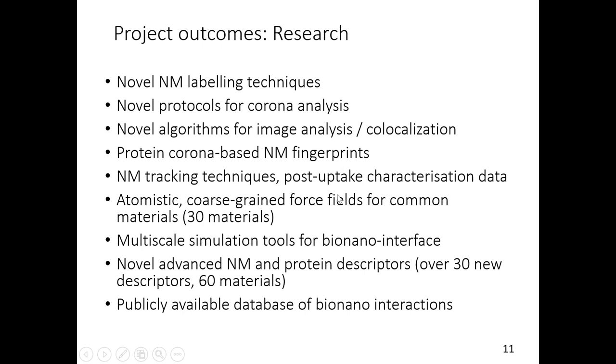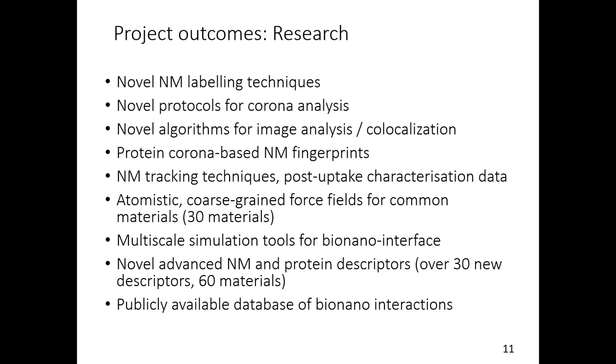Algorithms for image analysis and colocalization of nanoparticles and biomolecules like lipids, also the fluorescent dyes. Fingerprints for corona-based nanomaterials. Fingerprints for nanomaterials based on analysis of protein coronas. So we should be able to say what kind of proteins, what kind of biomolecules stick better to each particular nanomaterial. And by that, we characterize the nanomaterial surfaces and reactivity.